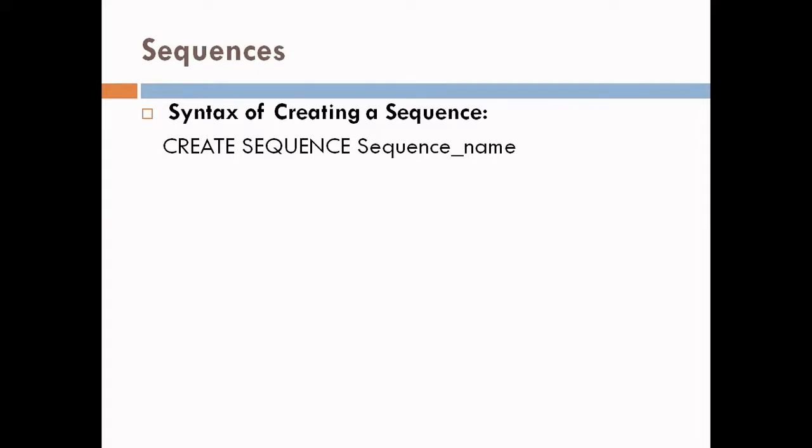And if we want to specify some more options or more features in a sequence, then we have to choose either one option or many options like this. First, START WITH integer. With the help of this, we can specify the starting value of our sequence. Here we have to specify a value which will be the beginning or first number of our sequence.